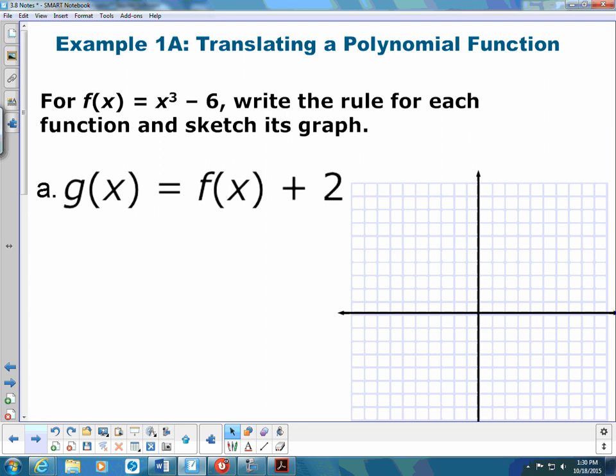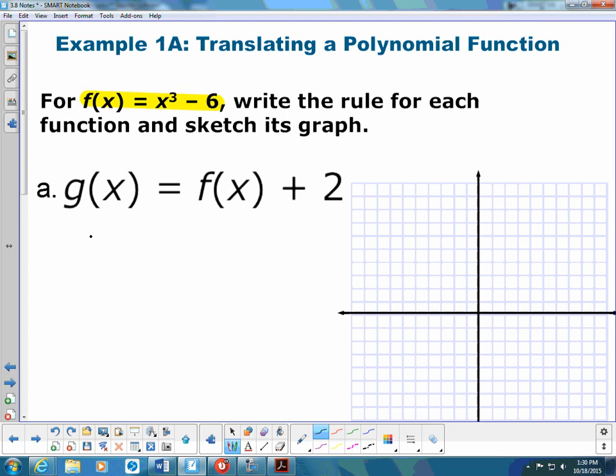So now we're going to take a polynomial function, and in this case we'll have f of x equals x cubed minus 6, and we're going to write the rule for each of the functions after we perform some sort of transformation, and we'll sketch its graph. So to start off in this one, we're going to actually use this f of x, so this right here will be our parent function. So before we even do the transformation, why don't we graph that by hand?